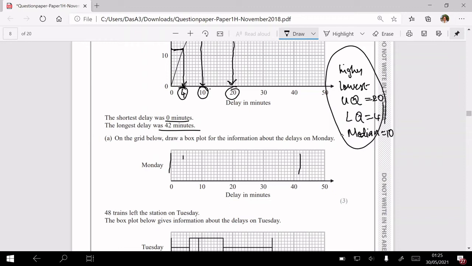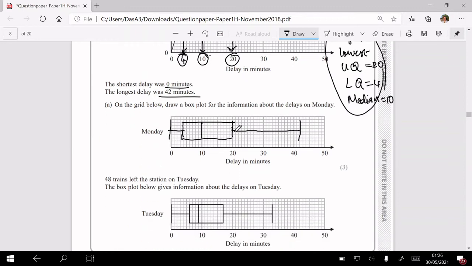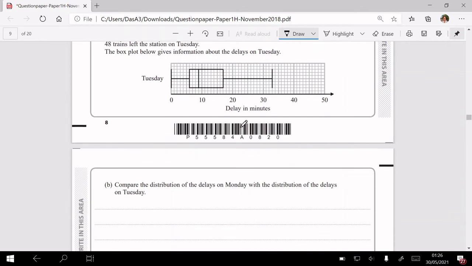So lower quartile 4, median 10, and upper quartile 20. Then make a box for that and connect it to the lowest and the highest. So that's it pretty much for the box plot. Do excuse the way I'm drawing. Go on to part B.